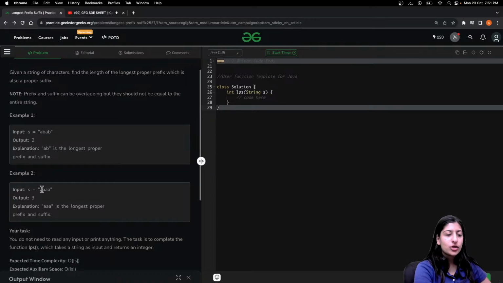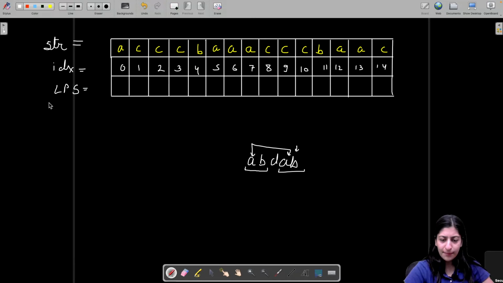Okay, if I talk about this, a, 4 times a is given. Now what is the longest prefix suffix that you can get? See, they have said that you can find the overlapping characters also, but how do you find that to be a longest prefix suffix? Let's see. If you take this as your substring, if this is your prefix, you can find this as your suffix also.